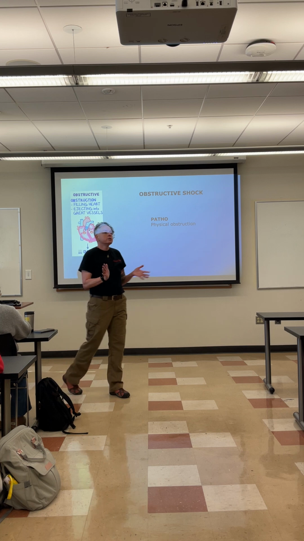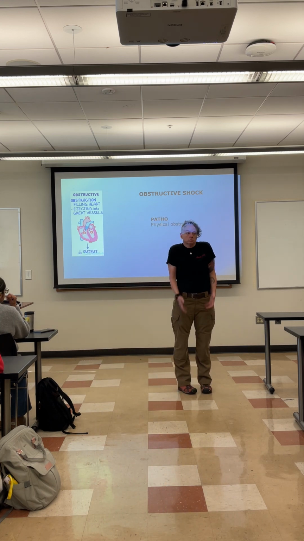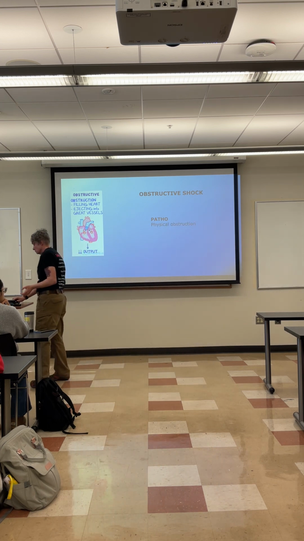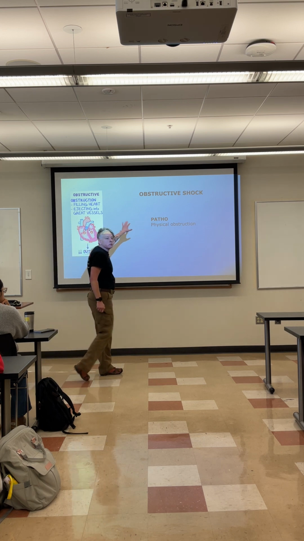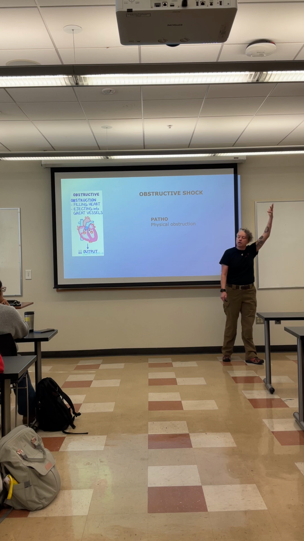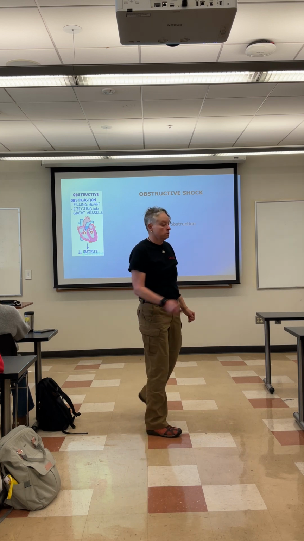Obstructive shock. Something is getting in the way of forward flow. Either blood ain't getting in or it ain't getting out. That's it. What causes this? 3 things. PE, tamponade, tension pneumo. That's it. Blood ain't getting in, blood ain't getting out.